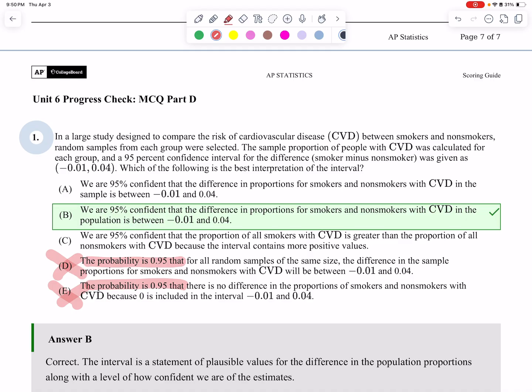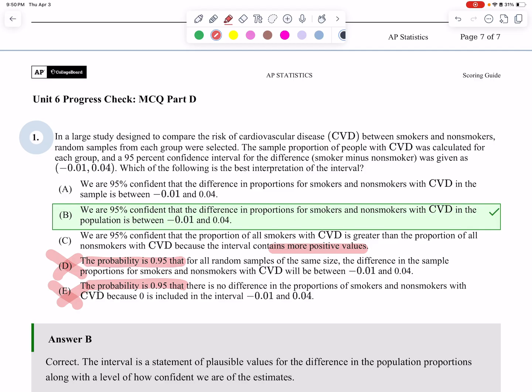So this one, let's look at C. We're 95% confident that the population of all smokers with CVD is greater than the proportion of non-smokers because the interval is positive values. No, it's not, though. Okay, more positive values, yes, but it doesn't matter because remember, if there's a negative value at all, it's a difference. 0 is contained in that interval, so that doesn't matter. So that's why this one is wrong.